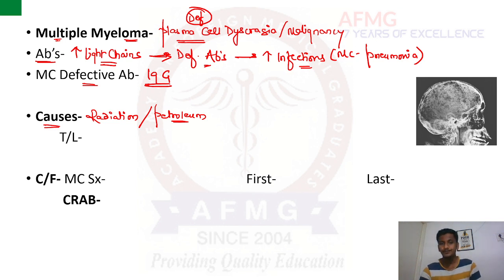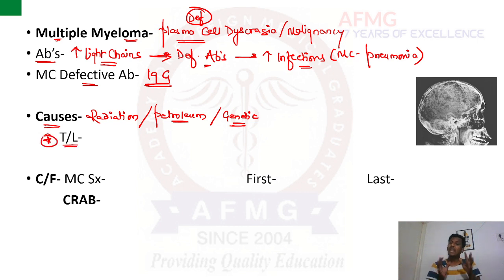Along with that, there can definitely be some genetic causes of multiple myeloma. These genetic causes can be a mutation in the 13 gene, or a deletion of the 17 gene, or some important translocations which are seen. And these translocations are important because questions have been asked on translocations.